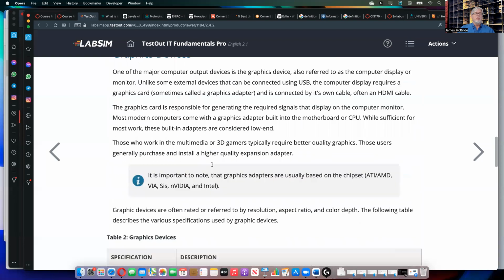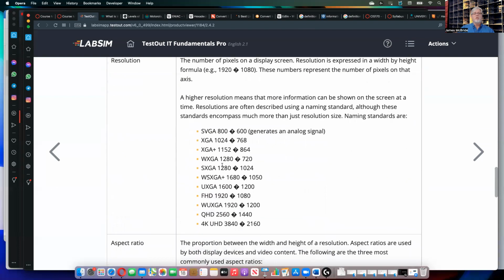Let's take a look at a little bit on graphics, right? Here are the resolutions we were talking about. This should be an X in the middle.